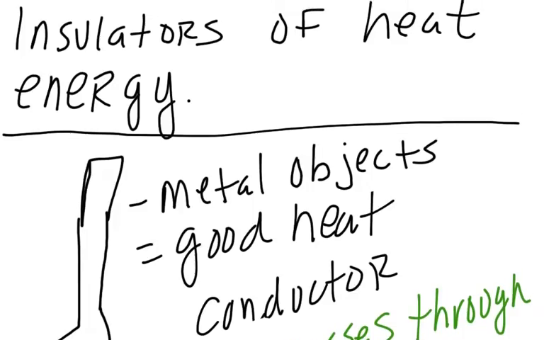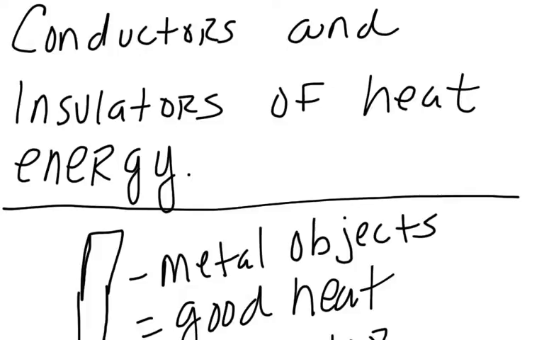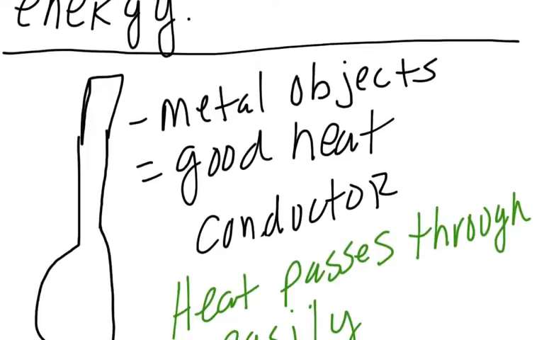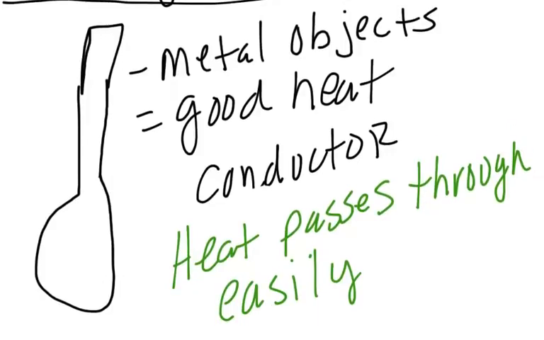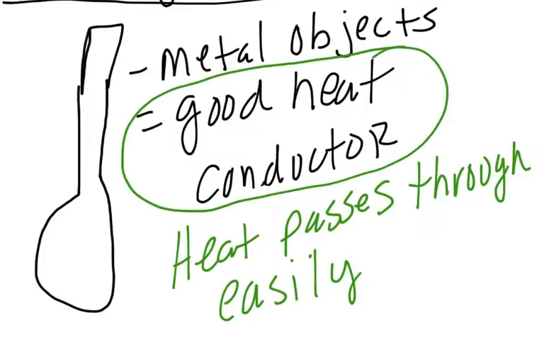And now the last thing that we're going to look at is conductors and insulators of heat energy. Now, objects that are metal, they are good heat conductors. Why? Because heat passes through them. Heat passes through real easy. And just like if you grab a metal pan on a hot stove, you're going to feel that heat right away.